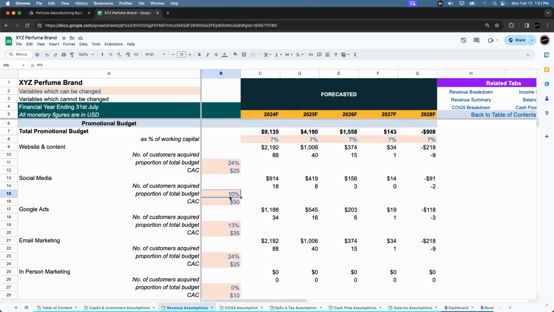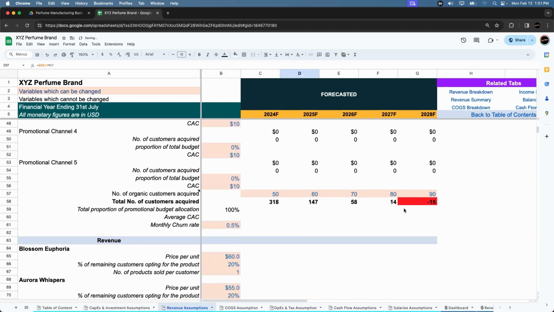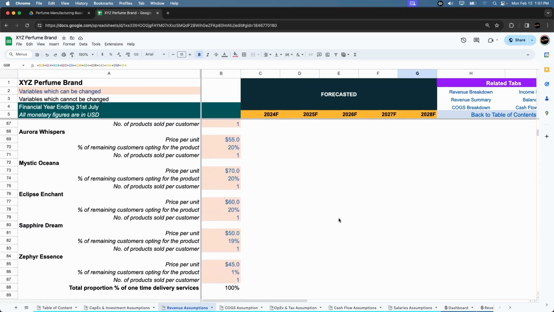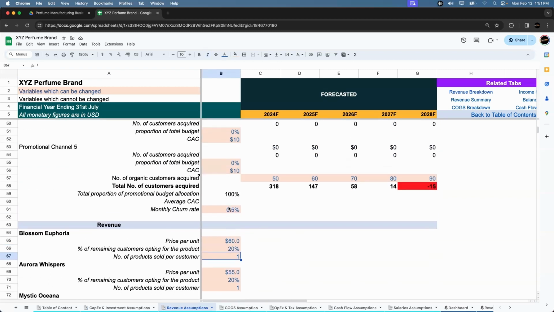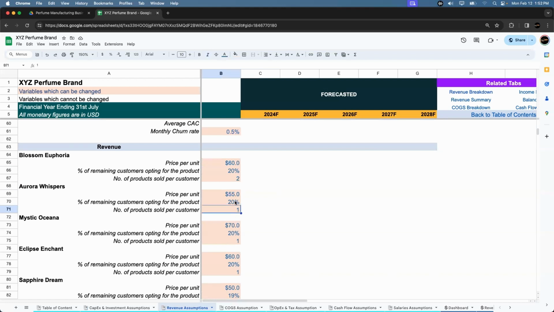So these are some of the ways you can use. So let's make this 5%. Let's make this 29%. So the business will be unsustainable from 2028. So we have to find out how to make the business sustainable by fixing the revenue in terms of the pricing, the number of products sold, and the cost. So let's say instead of number of products sold being 1, let's make it 2. So if you make it 2, instantly this changes. So you can see the impact it has on your overall model.